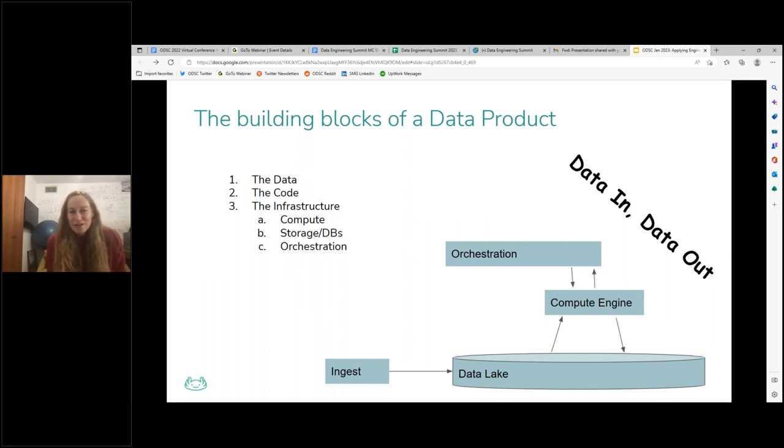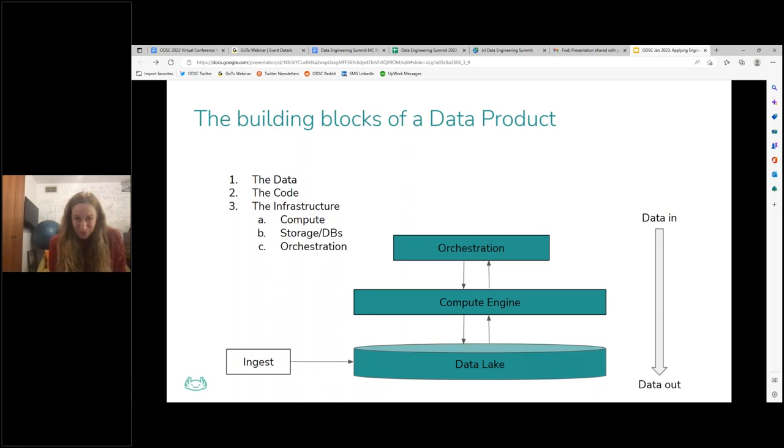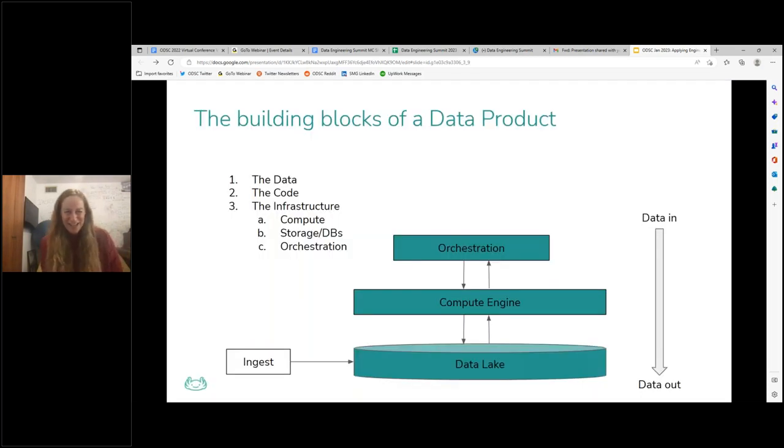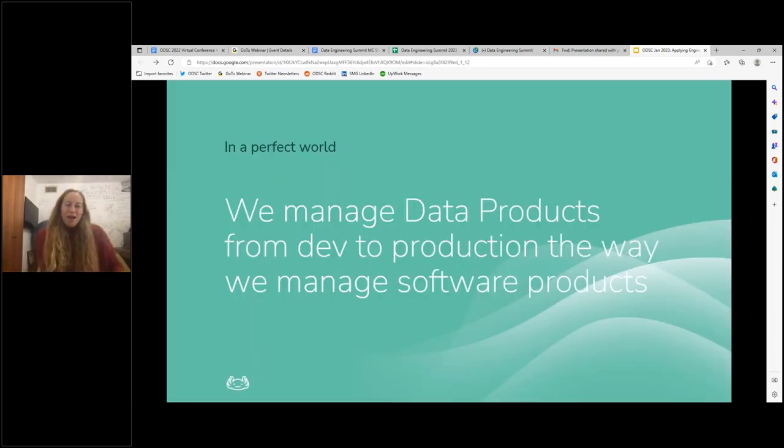Okay, so now that we understand what the building blocks for data products are, let's see how we run engineering best practices for it. Next slide, please. Oh, that's strange. I guess that is a better version of the slide we've just seen. So next slide, please.